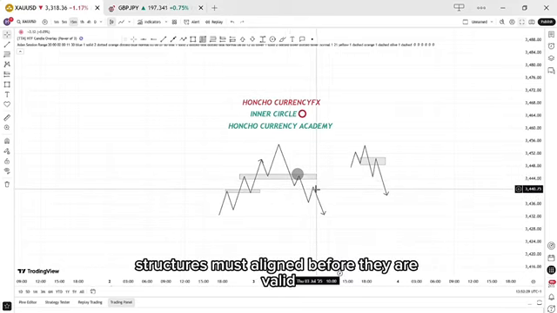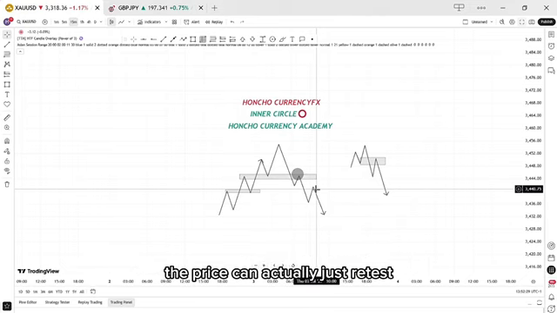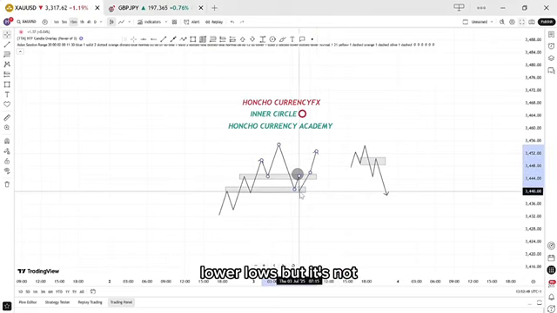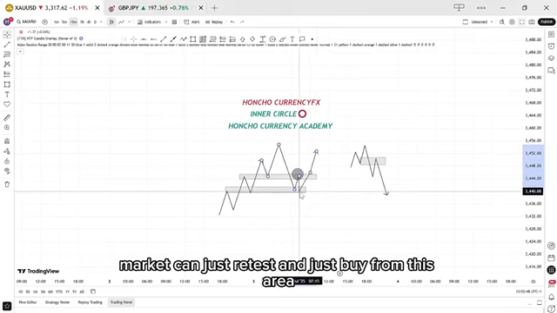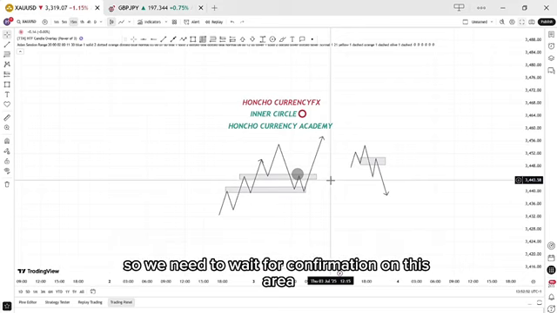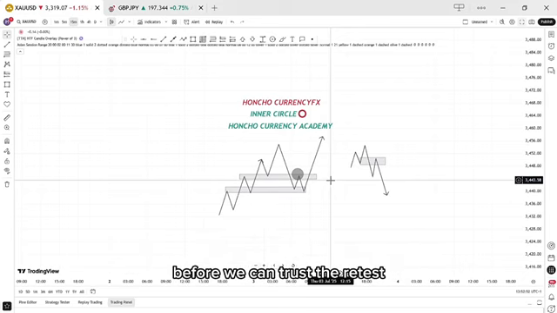Structures must align before they are valid. The price can actually just retest this former structure here, and it seems as if the price is making a series of lower lows, but it's not. The market can just retest and just buy from this area.